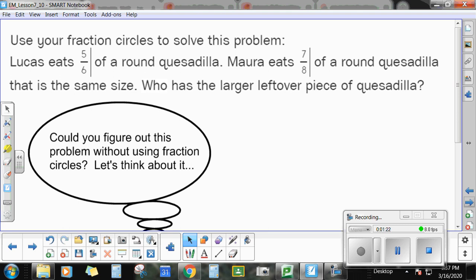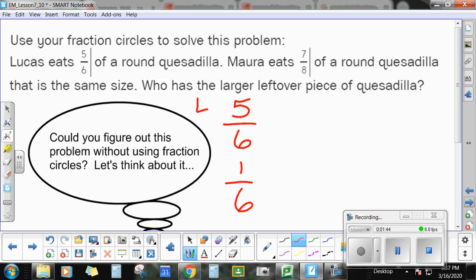Okay, so let's think about this. Before we even draw a fraction circle, I want you to think about what this could mean. So Lucas has 5/6. We'll say L for Lucas. That's what he ate. He ate 5/6. So how much did Lucas not eat? Well, if he ate 5 out of the 6 pieces, then his leftover piece is 1/6, right? And then Mara ate 7/8 of a piece. And so now if Mara ate 7 out of 8, how much does Mara have left over? Mara has 1 out of 8 that's left over.